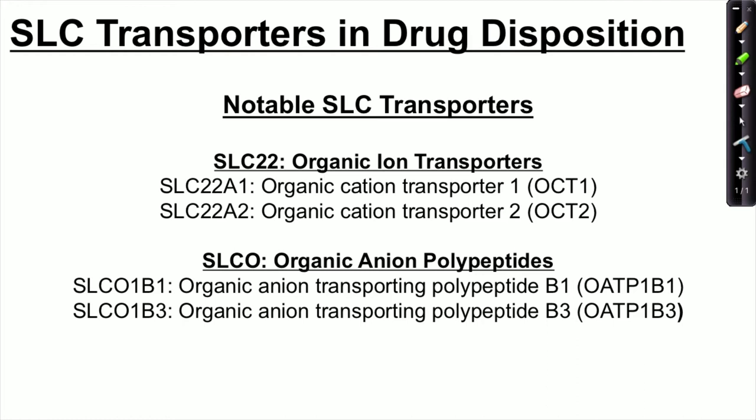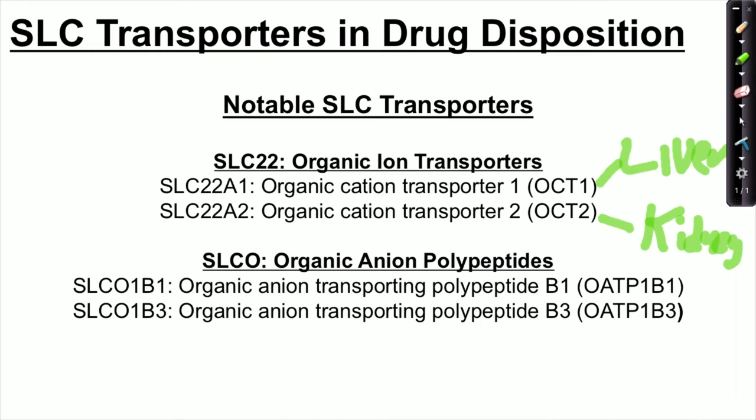And then I'm also showing you organic cation transporter 2. The difference between these two transporters is they're encoded by two distinct genes. One is in the liver, this one, and one is in the kidney, this one. They're also expressed in other tissues in the body, but they're largely expressed in these two organs and, as you can imagine, play a role in hepatic disposition of drugs and renal disposition of drugs. So they're very important for drug elimination.